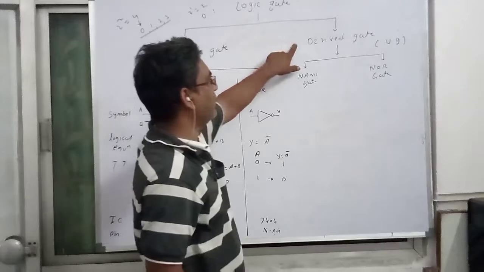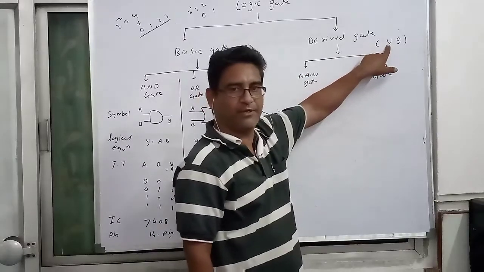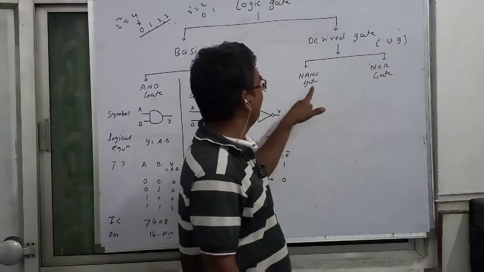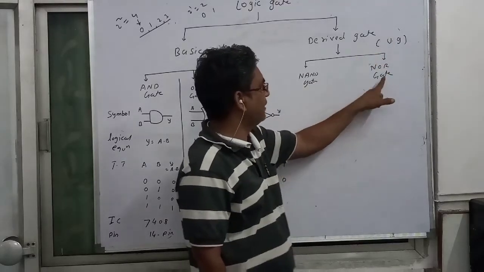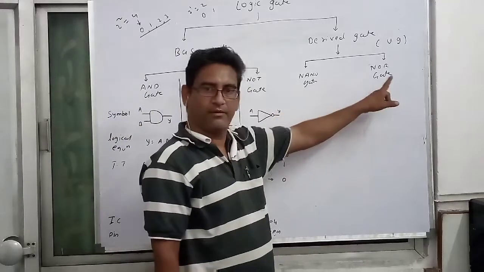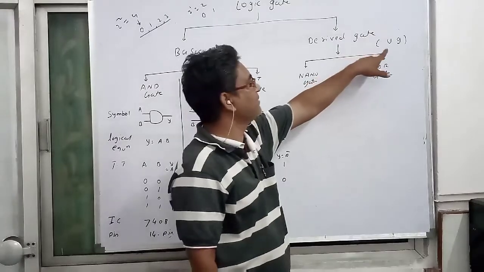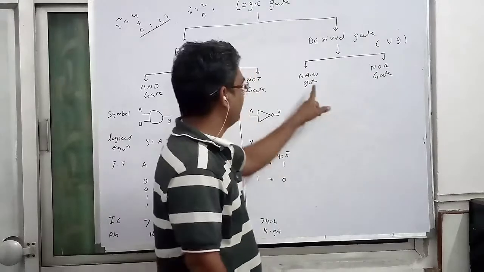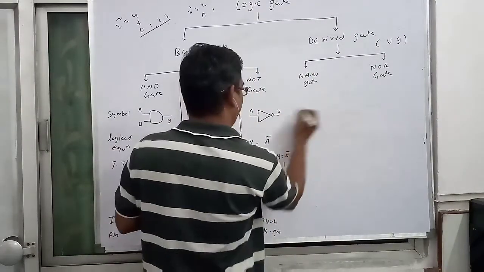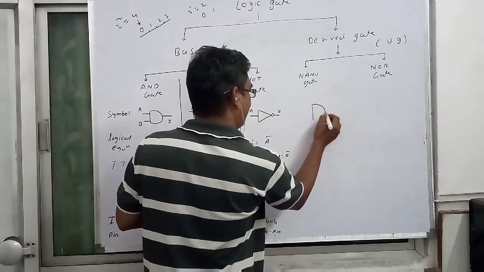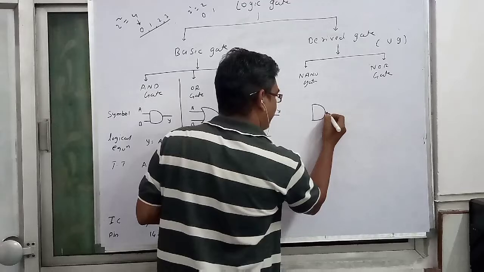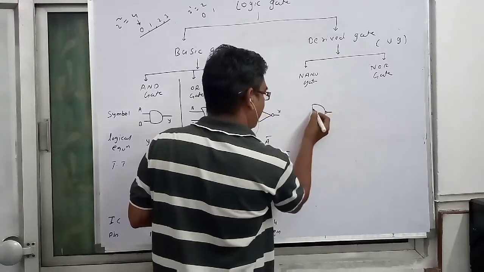Now we will switch to the topic of derived gates. As I told you earlier, these are also called universal gates. Due to this, from the NAND gate and the NOR gate we are able to design the AND, OR and NOT gates, and hence they are called derived gates or universal gates. Now, the symbol for the NAND gate will look like this. First, we have to draw the AND gate, and just after the AND gate, one circle has to be inserted.